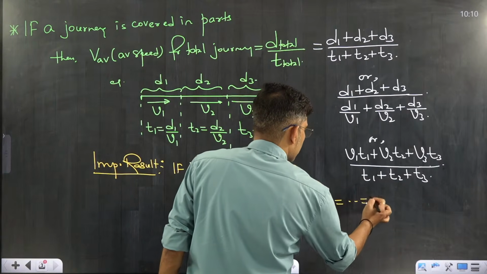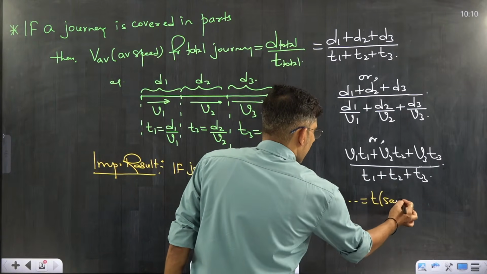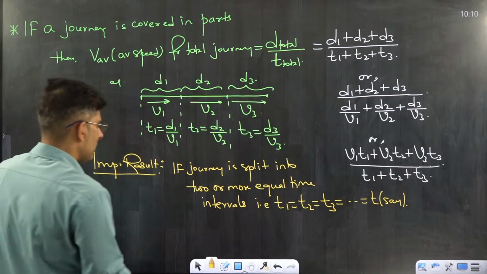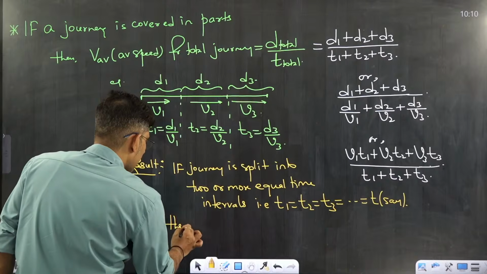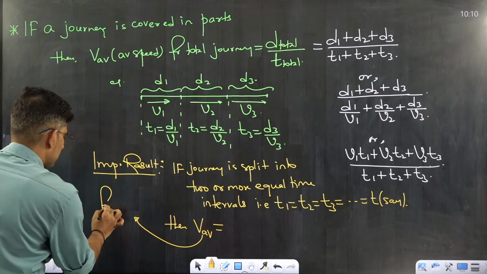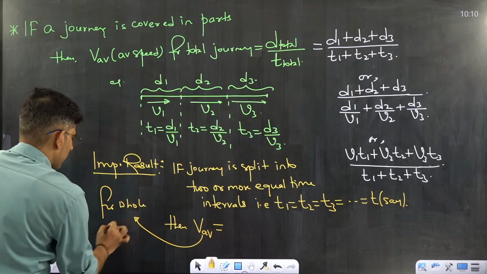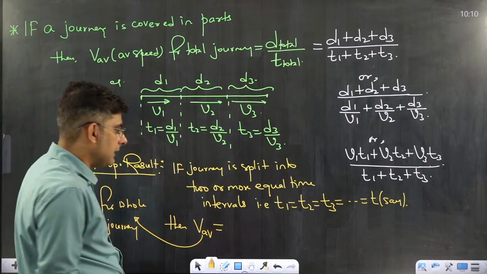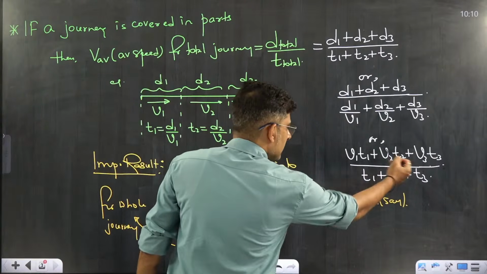All the times I am taking equal. Suppose I am taking all the times as T. Then you will see an interesting thing coming over here. What is that? Then the average speed for the whole journey, I can write as, you can see all the times are same.